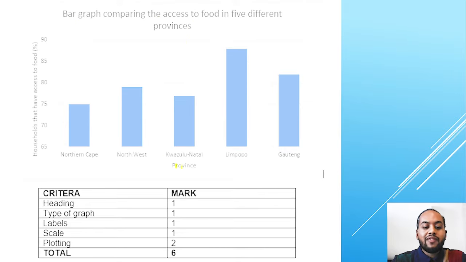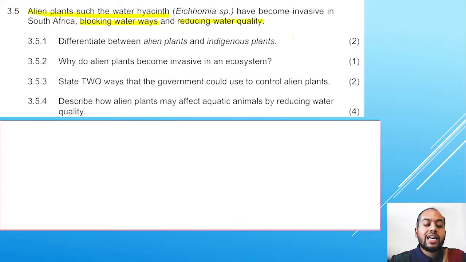The next question, 3.5, says alien plants such as the water hyacinth have become invasive in South Africa, blocking waterways and reducing water quality. Remember that alien plants are normally going to pose a threat to our normal indigenous plants, and they can have major disadvantages on the crops in the farm.